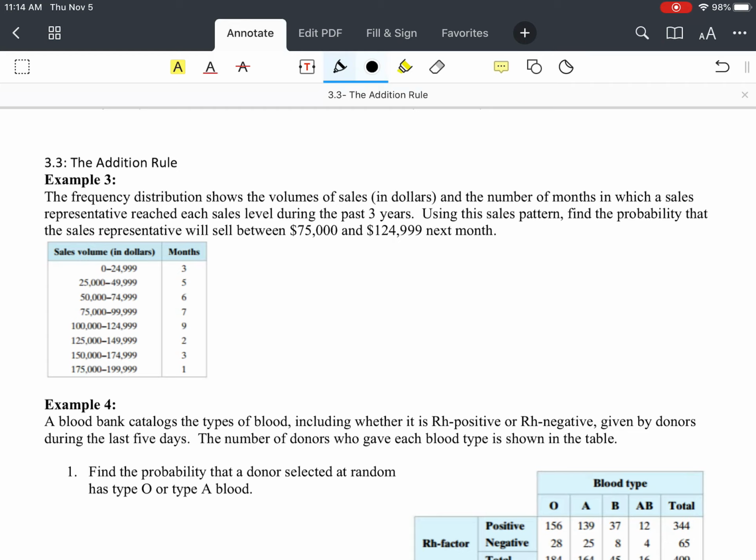Now, number 3, it says the frequency distribution shows the volume of sales in dollars and the number of months in which the sales representatives reach each sales level in the past 3 years. We want to use the sales pattern to find the probability that the sales representatives will sell between $75,000 and $124,999 in the next month. First, I'm going to take the frequency. This is 3 years, so we know that the frequency, or N, is 36. That's the total number of possibilities.